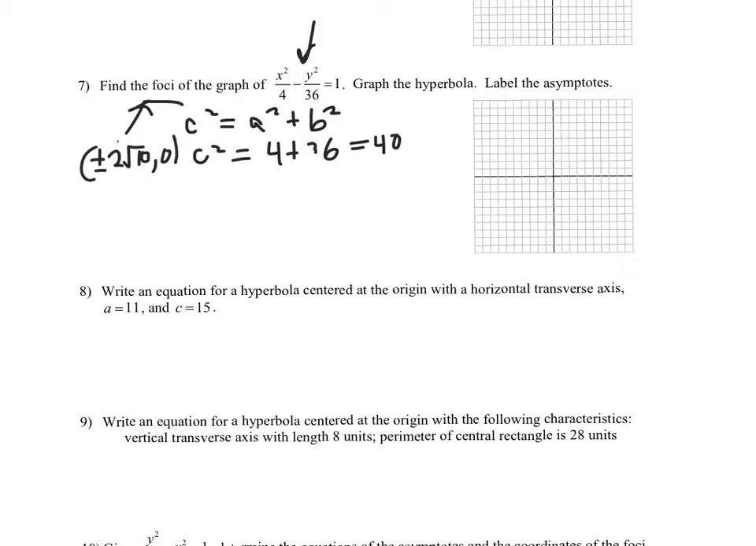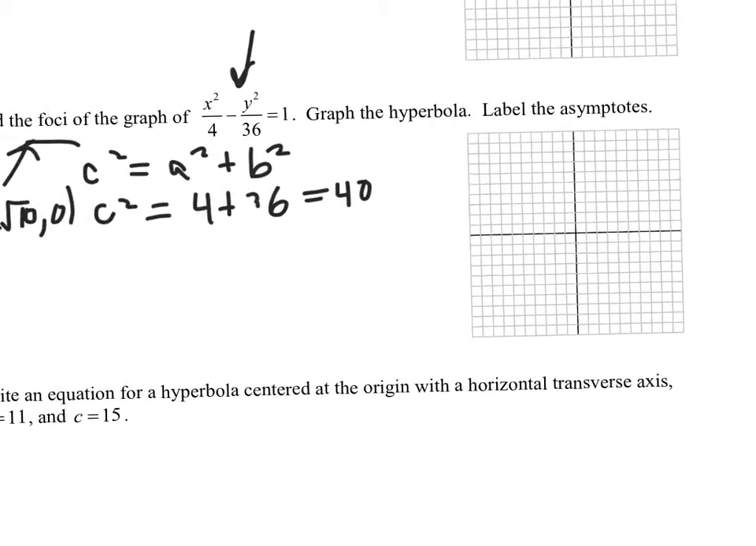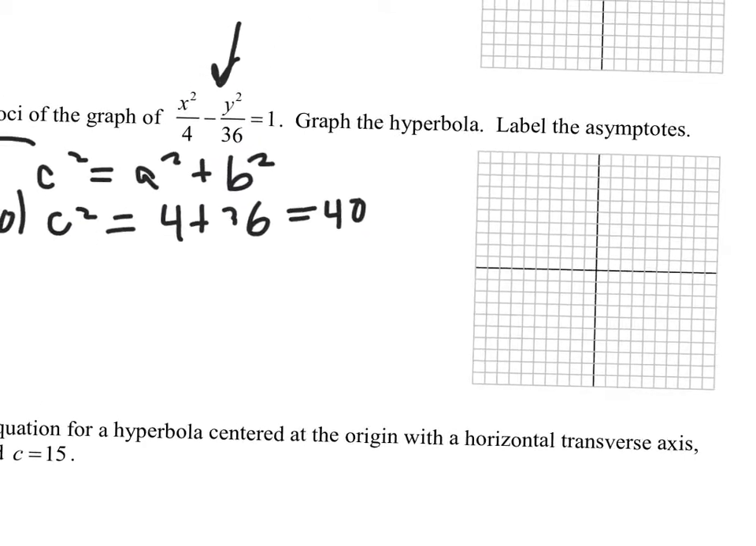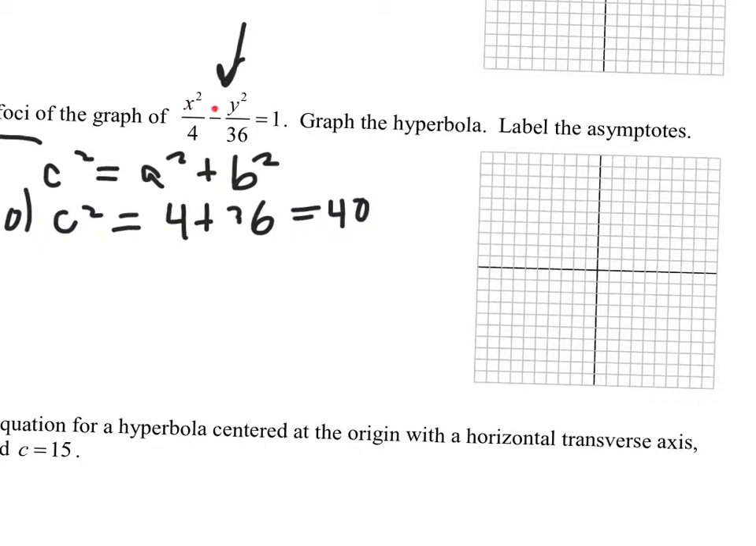So to graph it, what I'm going to do is find the asymptotes. I can already tell that it's going side to side because it's x squared minus y squared. So the vertices are going to be at positive 2 and negative 2. And then to find the asymptotes, I'm going to do y equals the square root of what's underneath the y, which is the square root of 36, which is 6, over the square root of what's underneath the x, which is 2. So it's plus or minus 6 over 2x. That is the same thing as y equals plus or minus 3x.